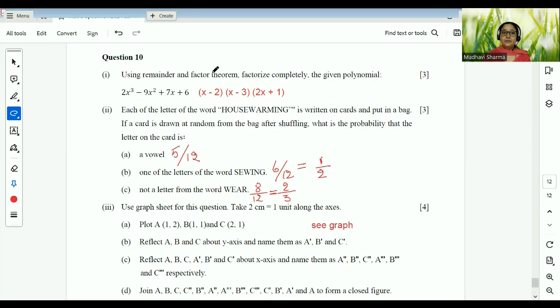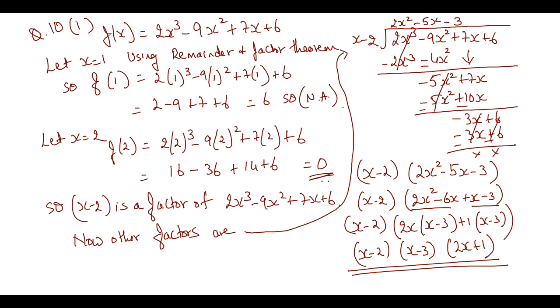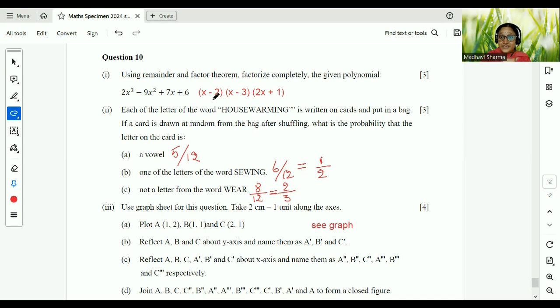Question number 10. Using remainder and factor theorem, factorize completely the given polynomial. x minus 2, x minus 3 and 2x plus 1 is the answer that I have got. Children, here nothing is given, so you have to use the hit and trial method to find the first factor. I have also used a similar method and I will show you now. Okay, children, you just saw how I did this. Let's go to the next one.